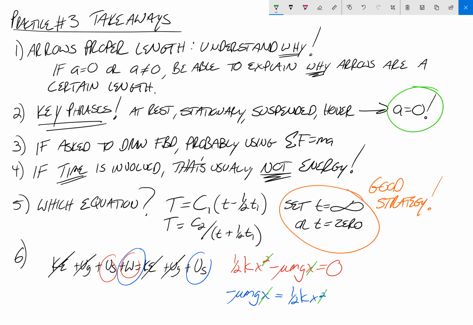Now, for those that use energy, since there were so many of you, I think it's worth discussing why it didn't work.